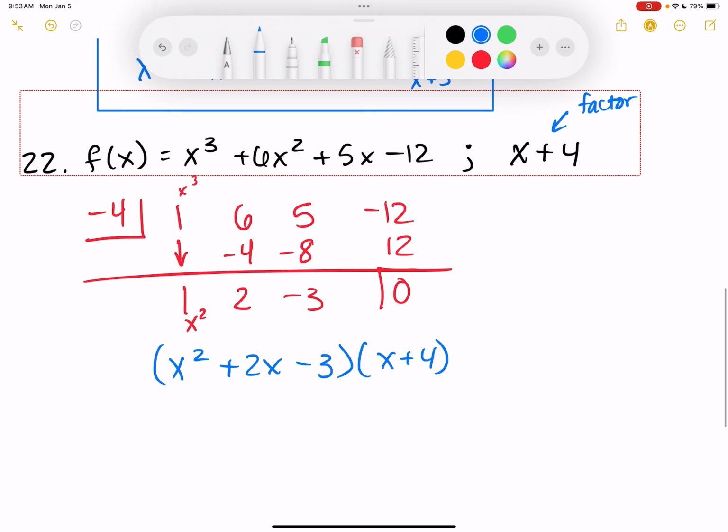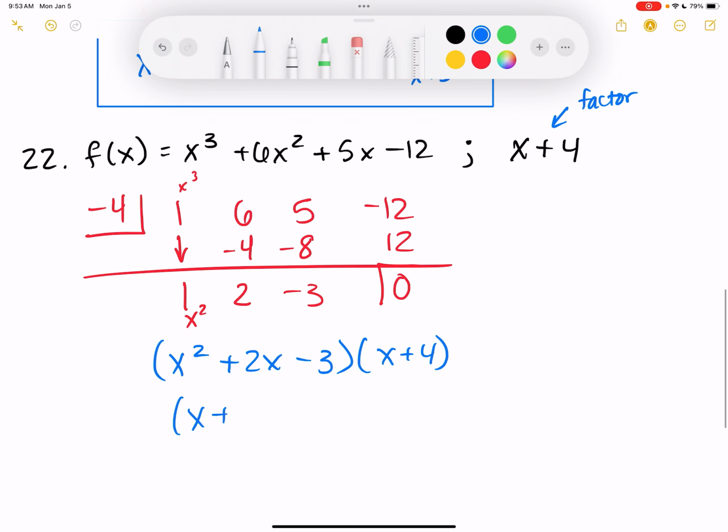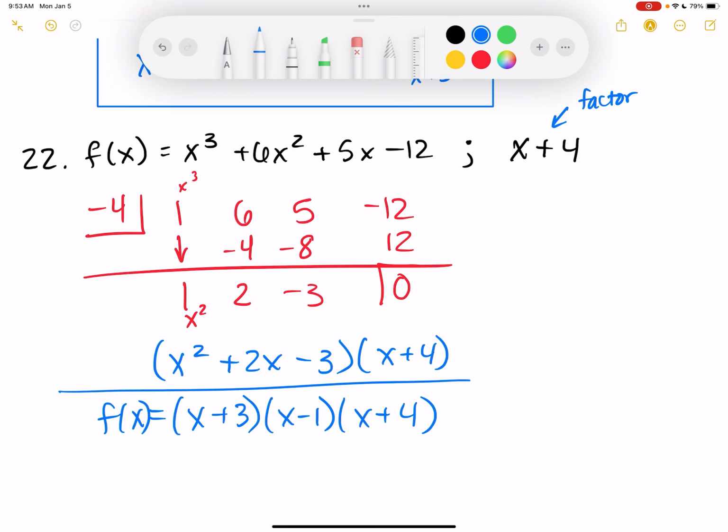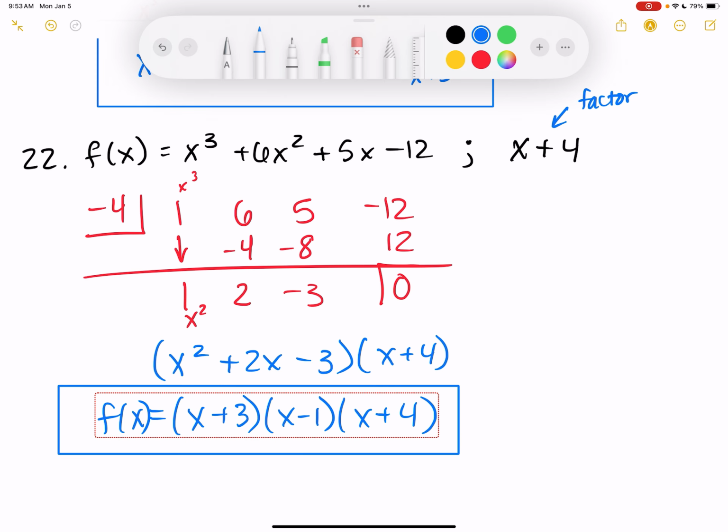So at this point, I would look and see, okay, are there factors of -3 that give me a +2? 3, -1. So x plus 3, x minus 1. And then we can't forget the factor that they gave us, x plus 4. So this is in factored form, your final answer.